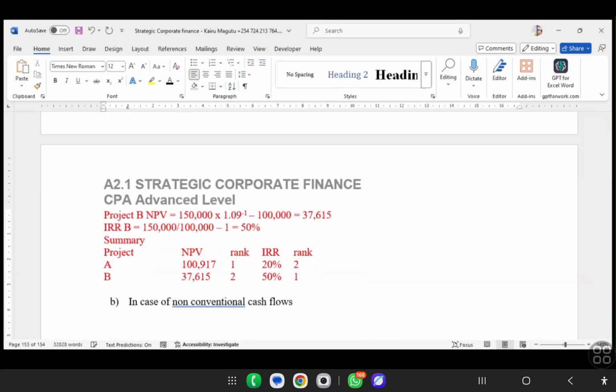We say that cash flows are conventional if there is an outflow when undertaking the project, followed by inflows during the project life.